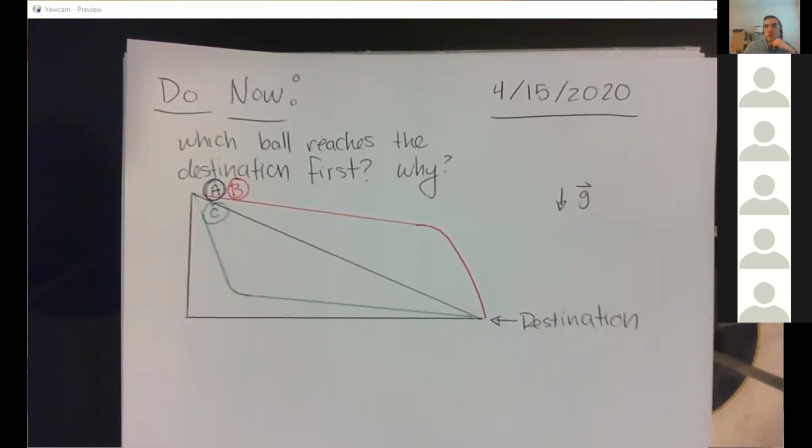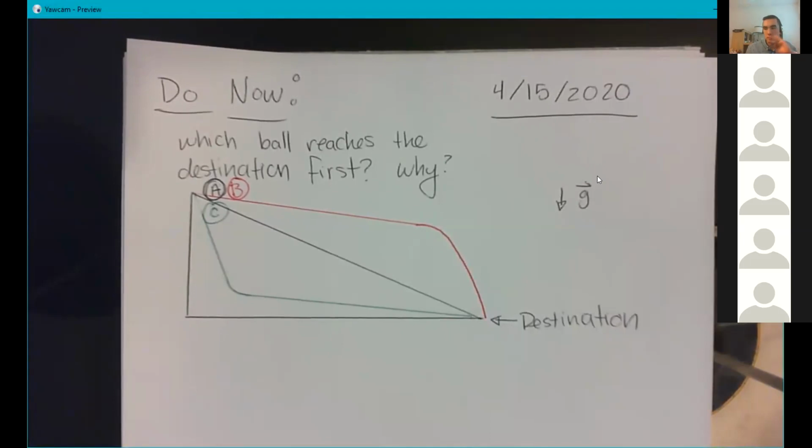Okay, so let's go ahead and talk about the warm-up. A, B, or C? Definitely A first. I think it's A too.